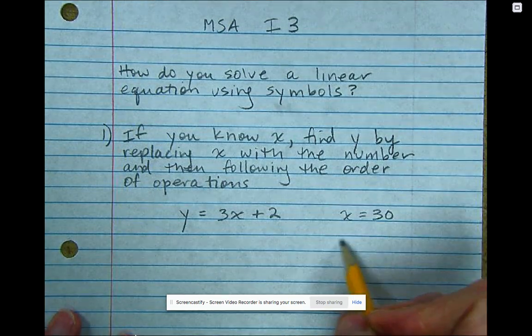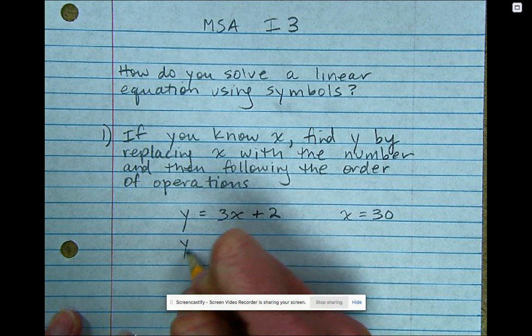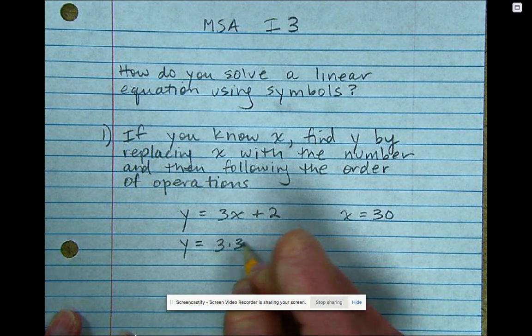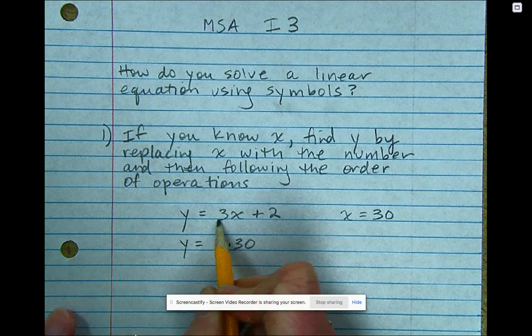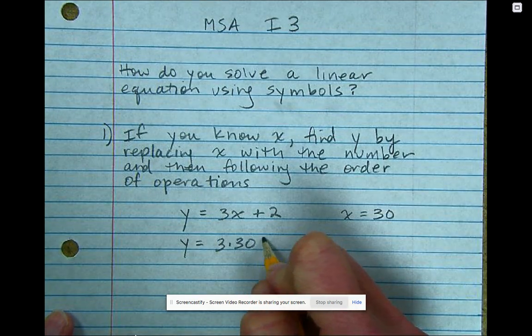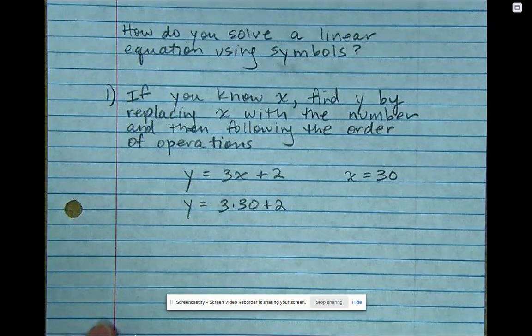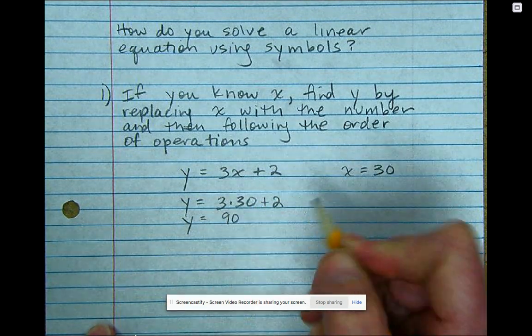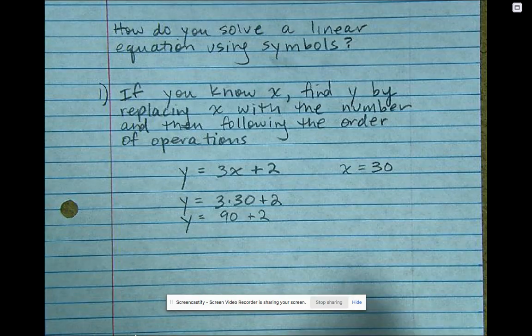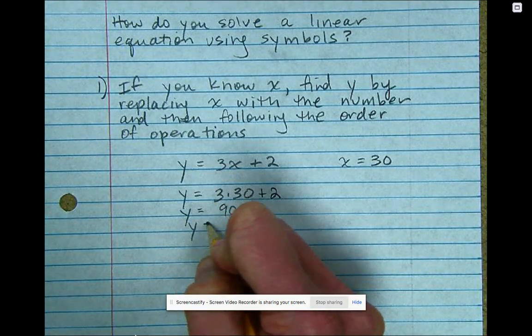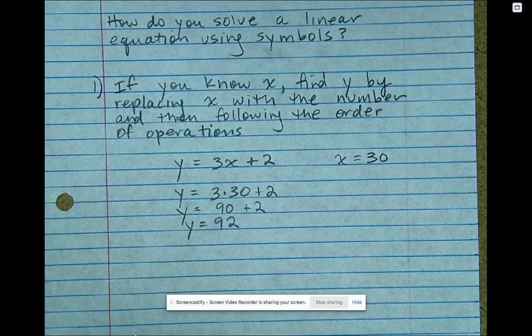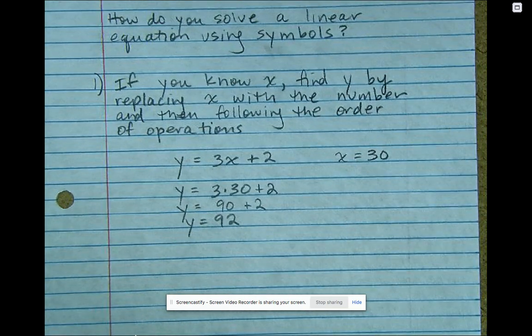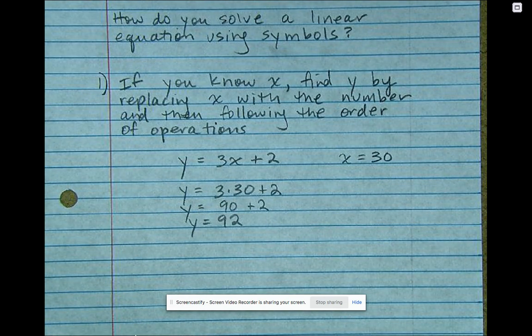All right, so I'm going to go ahead and put 30 in for x. The number next to a variable implies multiplication, plus 2, and then I'm going to follow order of operations. So what's 3 times 30? That's 90. I'm going to add 90 plus 2. y is equal to 92. So that works out just like how we had figured that out earlier on our calculator. In that particular equation, if x were 30, y would have to be 92 for that to be true.